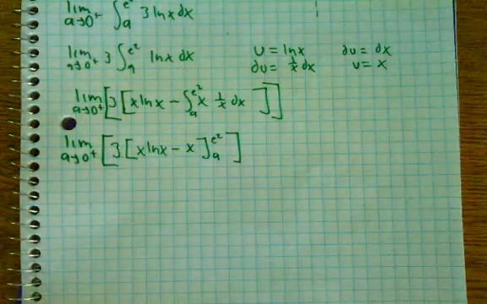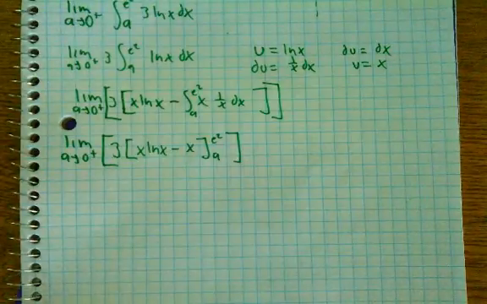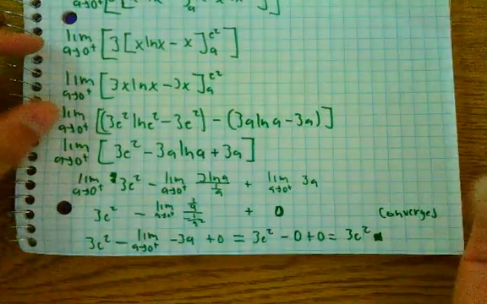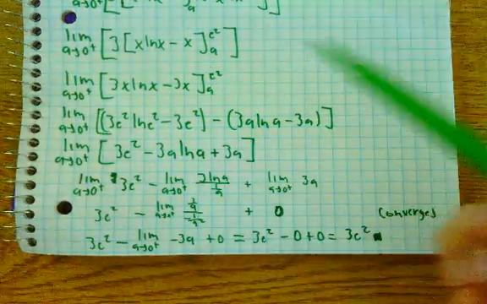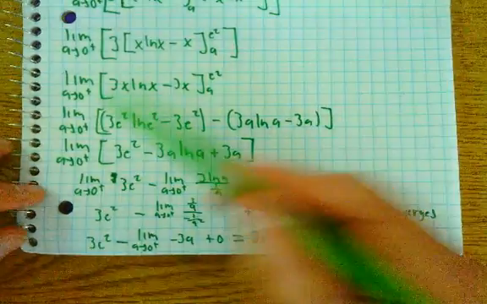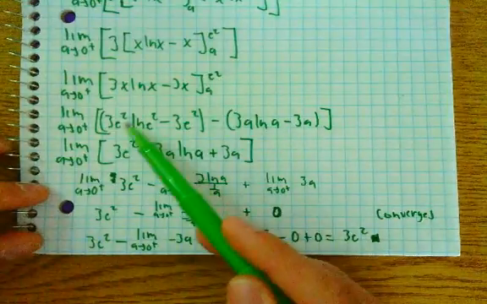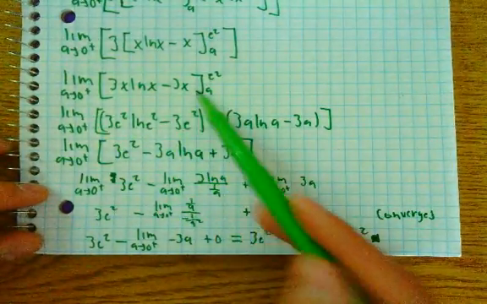Alright, so what I did here, guys, and you didn't have to do this, but I went ahead and distributed the 3 just to make my life easier, not to have to worry about that 3 later on. So I distributed, and then I plugged in e squared and a. So when I plugged in e squared, here's what I get. 3e squared natural log of e squared minus 3e squared. Minus, now I'm going to plug in the a. And I always use parentheses so I don't forget that that negative has to be distributed in.